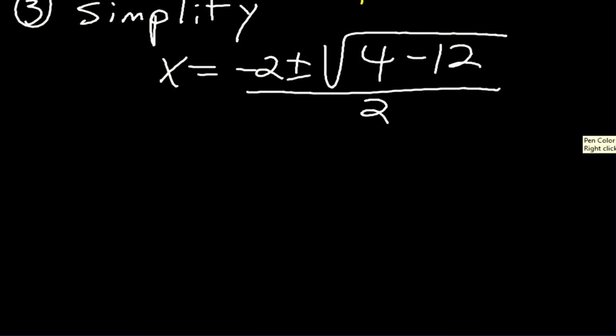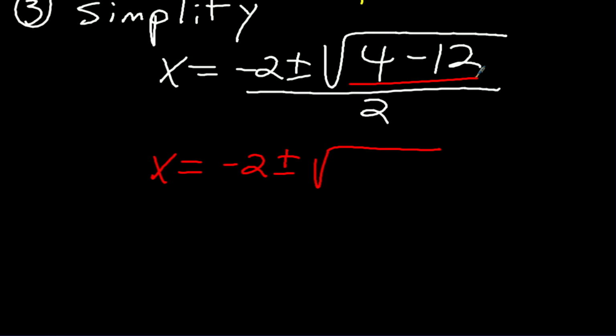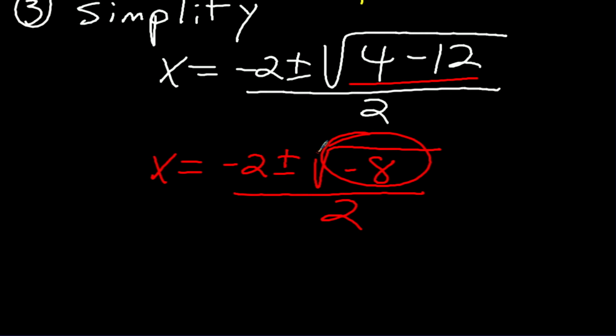All right, then I continue to simplify. So I'm going to have x equals a negative 2 plus or minus the square root. Now I'll take care of what's under the radical. I have 4 minus 12. 4 minus 12 is going to give me a negative 8, all divided by 2. Now notice I have a negative under the radical. So that means I'm going to have a complex solution. That's going to give me an imaginary number. So let's go ahead and take care of that.